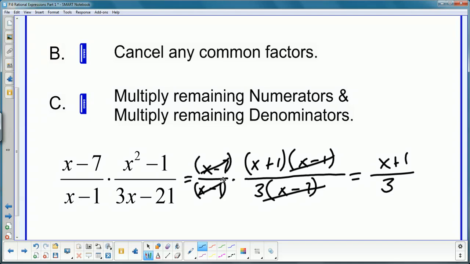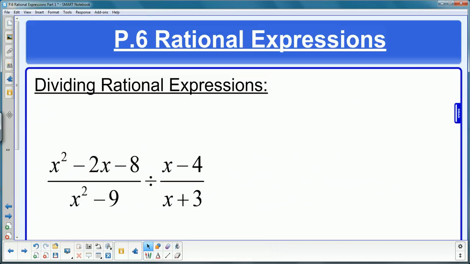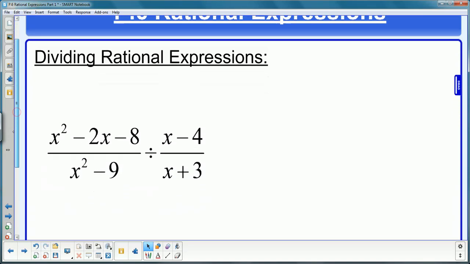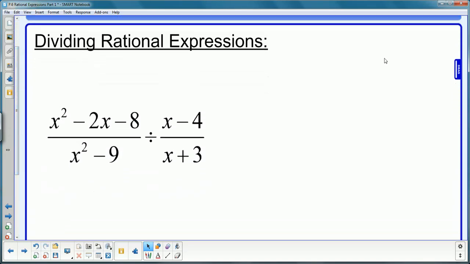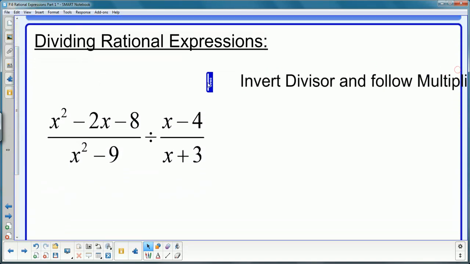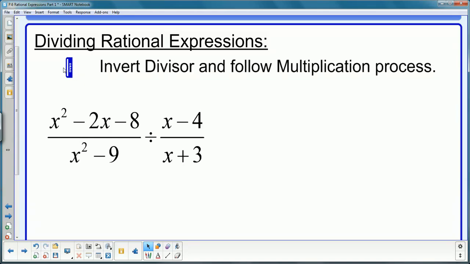Okay, last big objective for today is going to be dividing rational expressions. So we divide rational expressions. We essentially do the same thing as multiplication, except we want to invert our divisor. And when I say divisor, what I mean is whatever we're dividing by. So once we invert, we're just going to multiply.